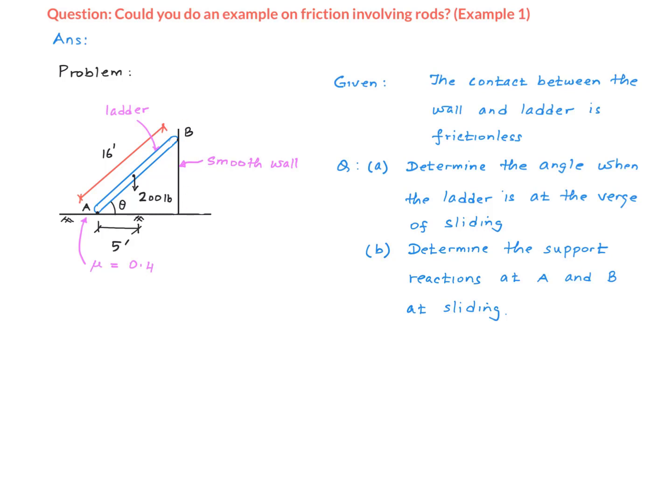The wall here is vertical and smooth, but the floor is frictional with a coefficient of friction of 0.4. A man weighing 200 pounds is climbing on the ladder, and when he has climbed by a distance of 5 feet horizontally, he felt that the ladder is about to slide. We have two questions here. First, we want to find the angle at which the ladder is about to slide. We also want to determine the values of the support reactions at points A and B.